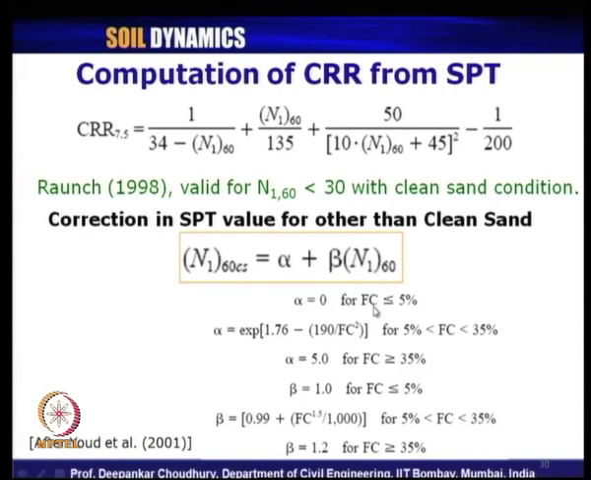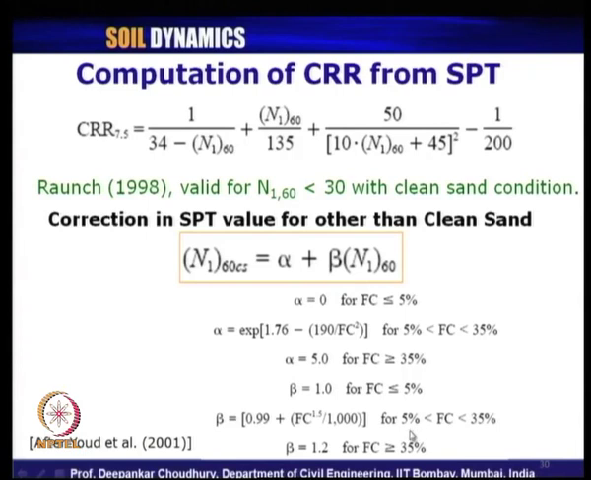If fines content is less than 5%, in that case alpha is 0 and beta is 1. That means no clean sand correction is required. But if the fines content is between 5 to 35%, then alpha is computed by this expression, that is e to the power 1.76 minus 190 by FC squared. FC is in percent value.